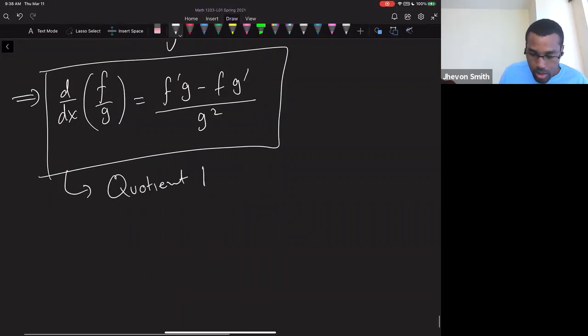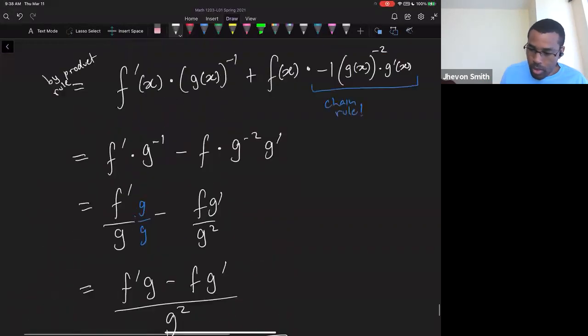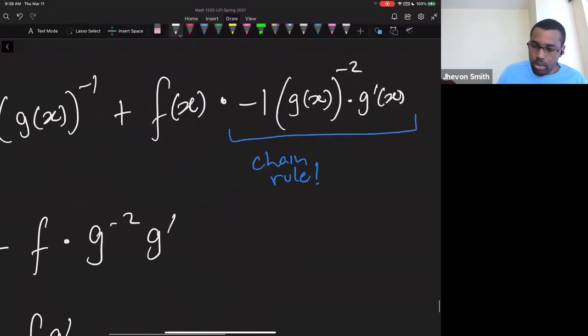Wait, how did you get the g prime? Would you be able to scroll up for a second? I think I might have missed it. Oh, it's from the chain rule part. Okay, wait, I see it now. Okay. So remember, it was the g of x to the -1. You differentiate the outer function, then multiply it with the derivative of the inside function.